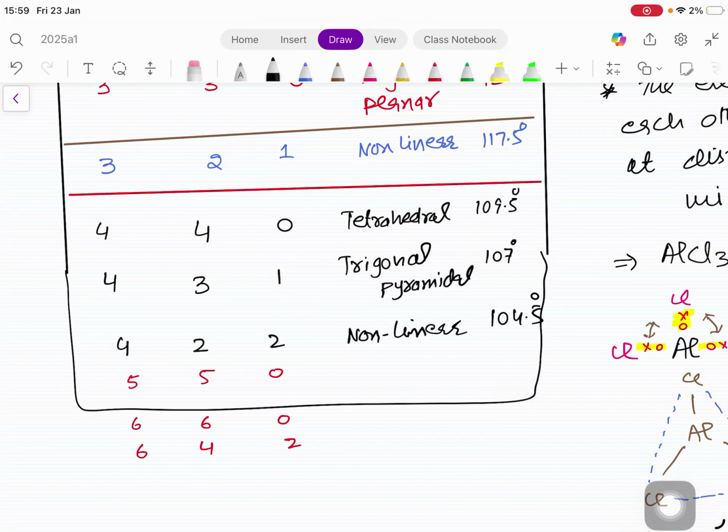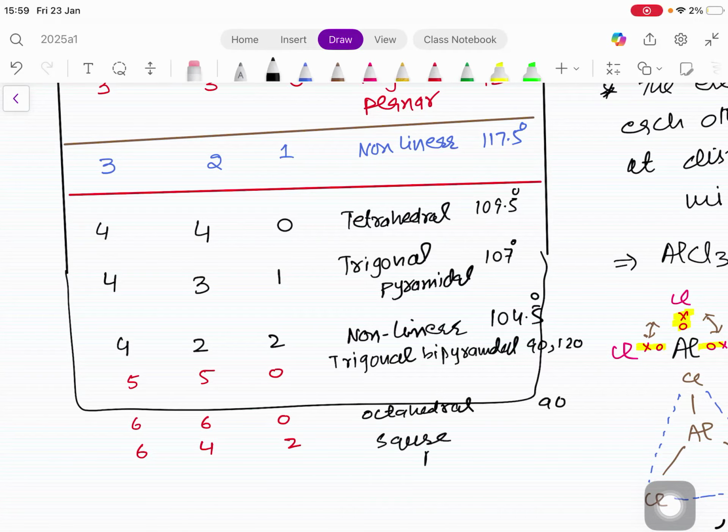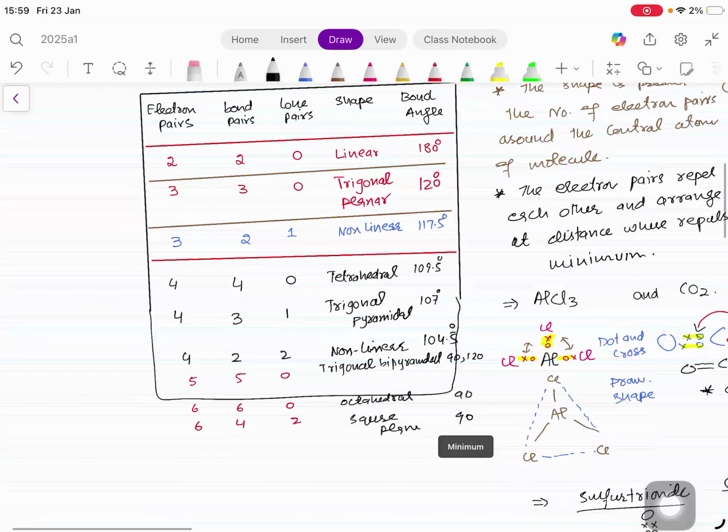One is this is called trigonal bipyramidal with a bond angle of 90 and 120. 6 bond pairs. This is octahedral with a bond angle of 90. And then this is square planar with a bond angle of 90. Okay. So here are the complete shapes.